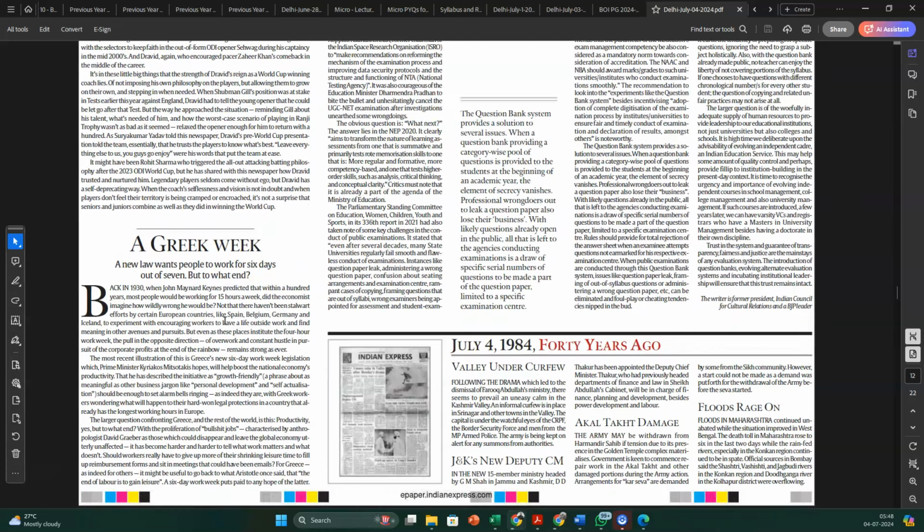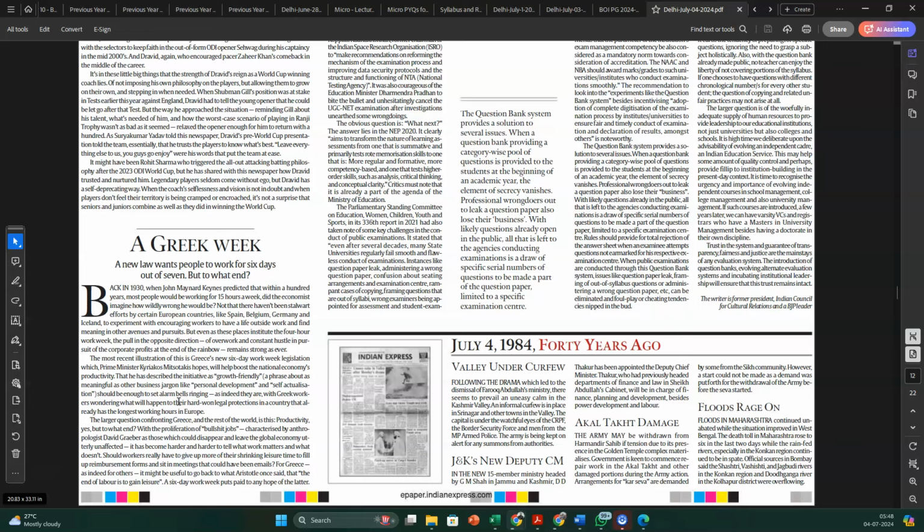Then yeah, this is a very interesting article that I found, with respect to a new law that wants people to work 6 days out of 7 days. Now this is something that you can keep as an example for your essay, ethics, as well as for economics.